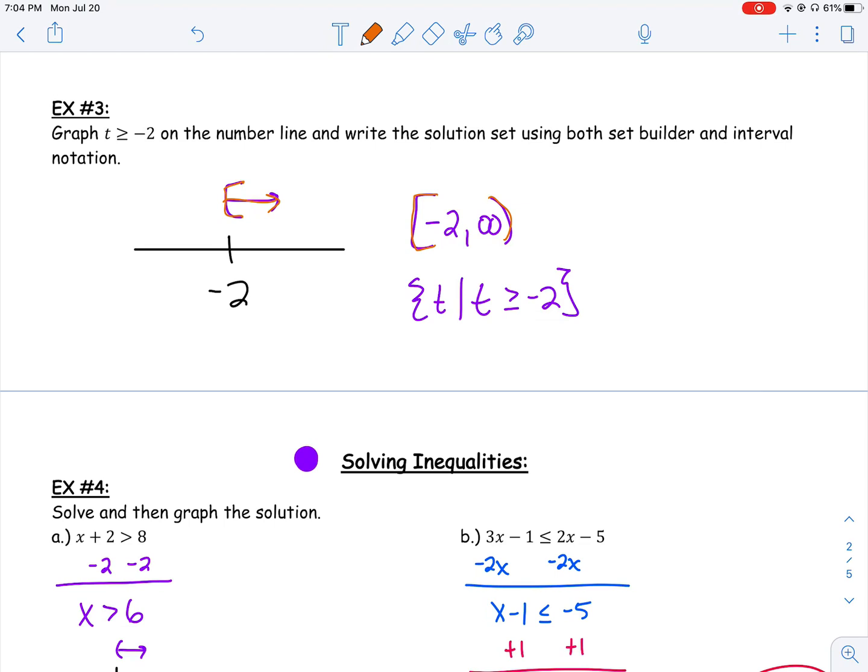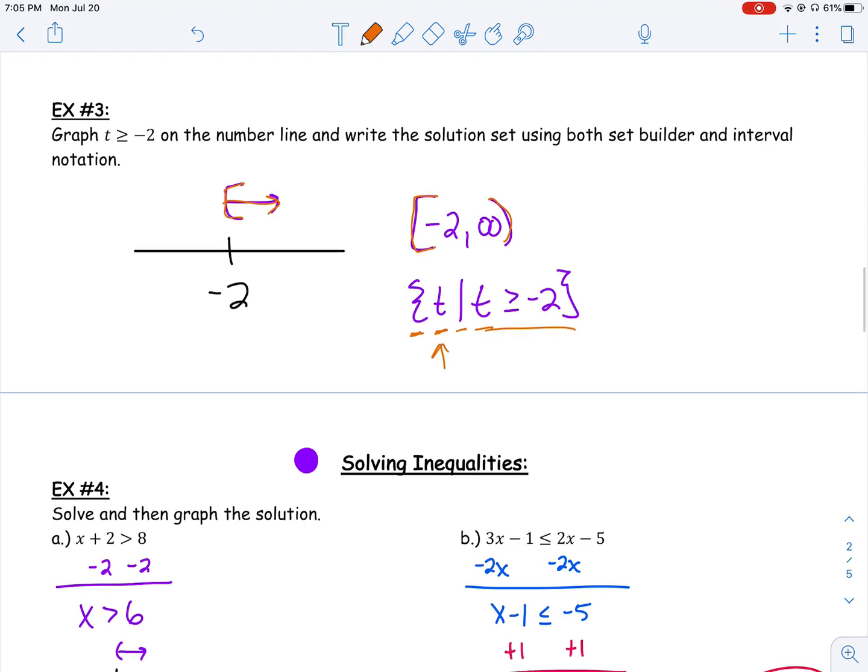Or if I want to do set builder notation, I use my little squiggly, the set of all t's such that t is greater than or equal to negative 2. We label what variable we're going to use, and then we put the inequality statement at the end. Make sure you practice both ways, graphing and then writing it in both interval and set builder notation, because I think your homework is going to ask for both, and it's really important that you practice both ways.